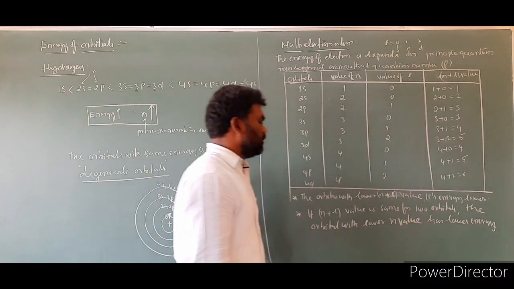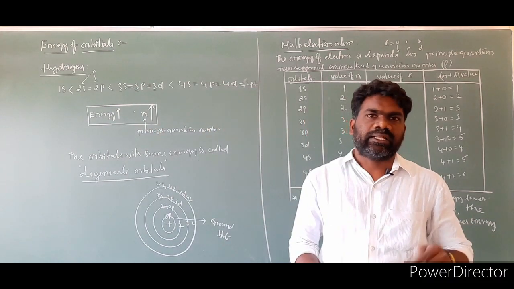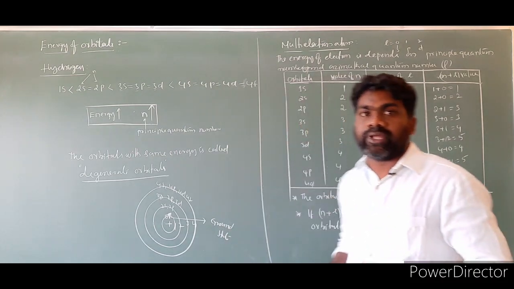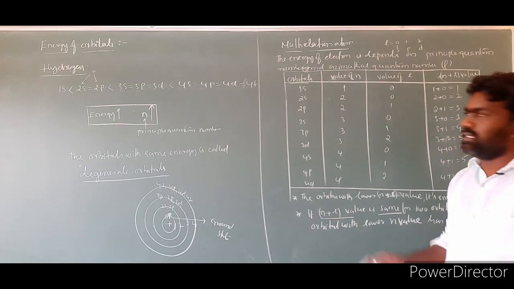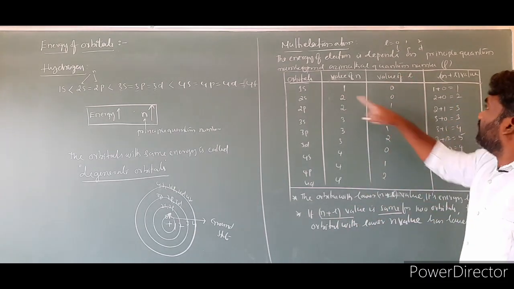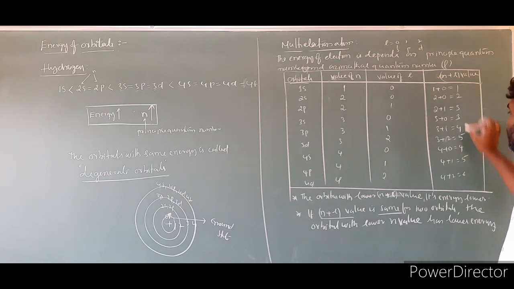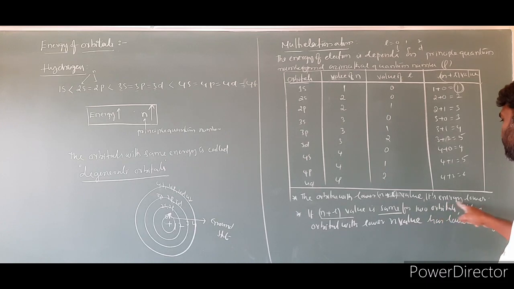The orbital with lower n value has lower energy. If n value is less, energy will be less. If n value is more, energy is more, when n plus l value is the same. Let us arrange all this. So n plus l values are 1, 2, 3, 3, 4, 4, 5, 5. Among all the cases, the orbital with lower n plus l value has lower energy.